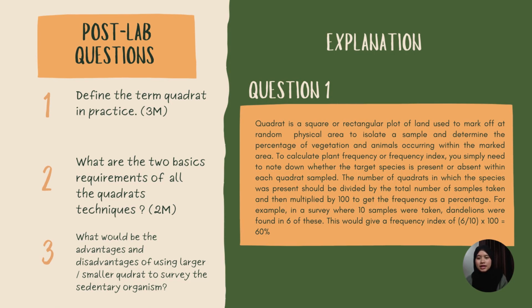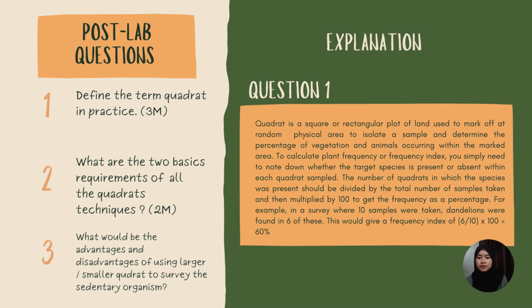Moving on to the next one, which is the post-lab questions. The first question is, define the term quadrat in practice. A quadrat is a square or rectangular plot of land used to mark off at random a physical area to isolate a sample and determine the percentage of vegetation and animals occurring within the marked area.